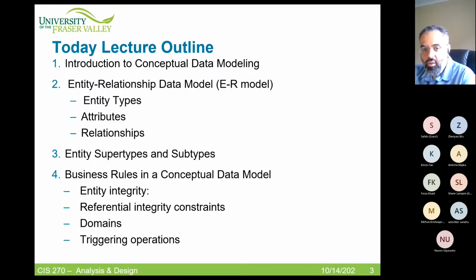Today we have to finish the part concerning requirement structuring, and we will finish the analysis phase today. And next time we will start with the design phase.